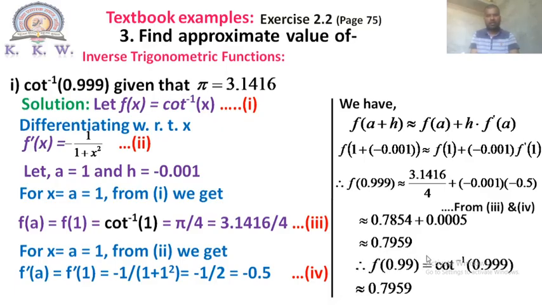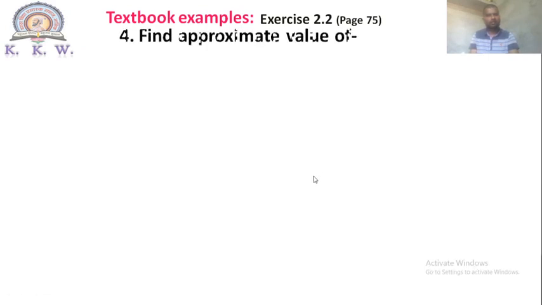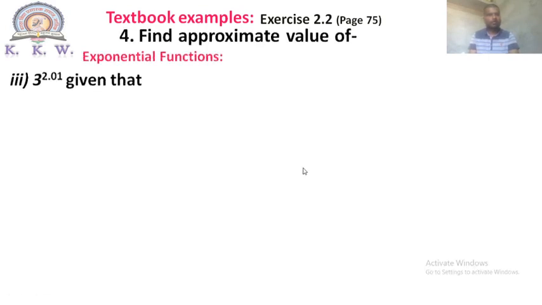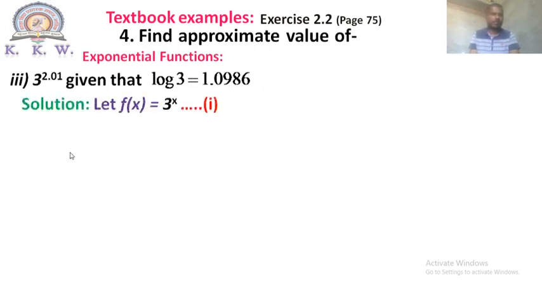Therefore, approximate value of cot inverse of 0.999 is 0.7959. Next example is: find approximate value of 3 raised to 2.01, given that log 3 to the base e equals 1.0986. We'll define function f of x as 3 raised to x, because we need 3 raised to 2.01.